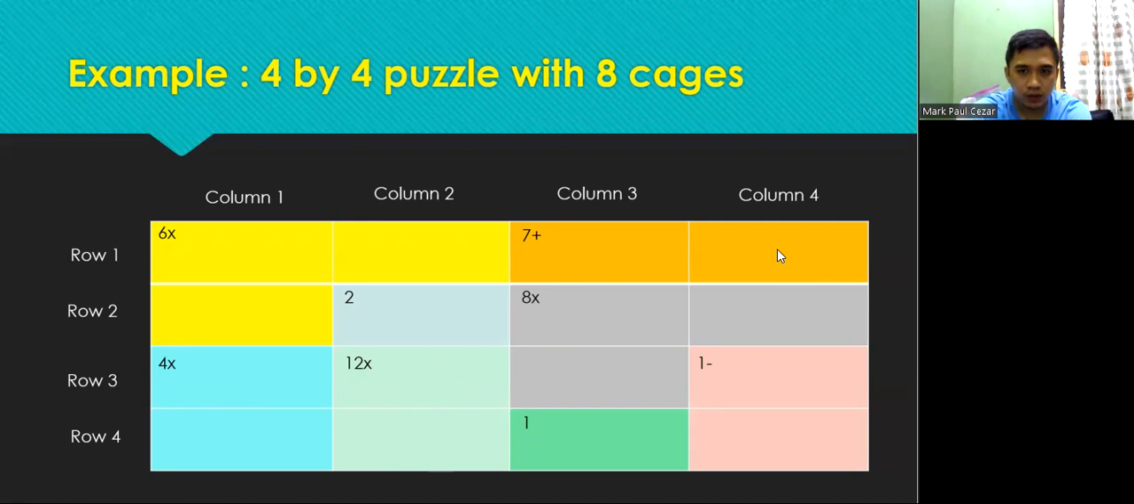We have here also the cage for this target number and the mathematical operation indicated, and we have 2 boxes for that cage. Here we have the target number and the mathematical operation indicated. And we have this cage for this target number, and it is composed of 3 boxes. So the last target number and mathematical operation here is composed of these 2 boxes.